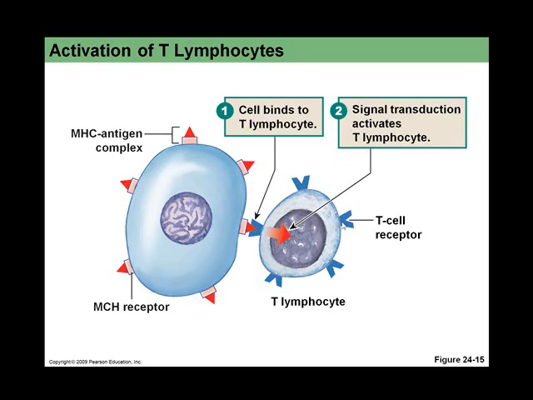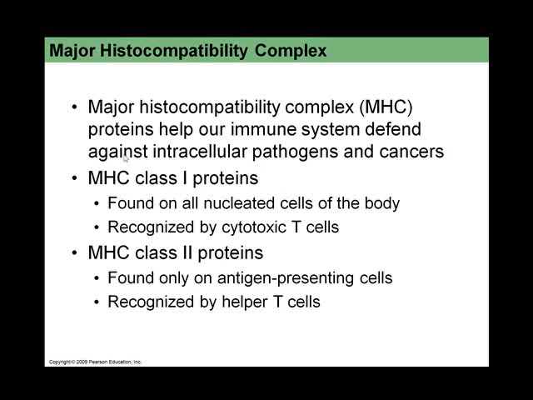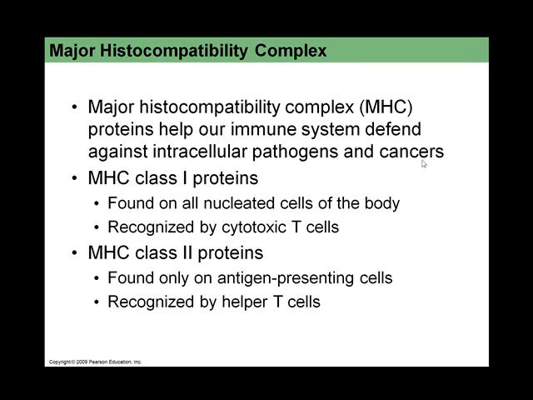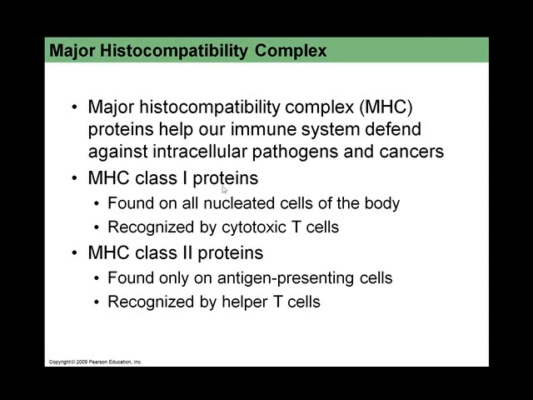So this is called the T cell receptor. The major histocompatibility complex is considered separately on this slide. So these are proteins that help our immune system defend against intracellular pathogens and cancers. So this is how we recognize self. And there are two classes, MHC1 and MHC2. The MHC1 is found on all the nucleated cells of the body. It's recognized by cytotoxic T cells as self, right, or as not self if it doesn't match self. Then the MHC2 are found on antigen-presenting cells only, and they are recognized by the helper T cells.